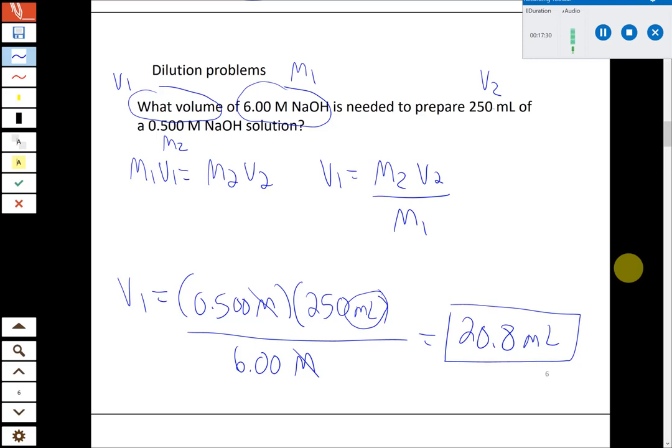But like I said, alternatively, let's say we were solving for M1 instead, M2V2 over V1. If this was the calculation we were doing, as long as the two volume units are the same, it'll work, because those units will cancel out in the numerator and denominator. So they could be liters or milliliters, whatever is convenient for that problem. So for this type of problem, you don't need to use liters. It's not wrong to use liters, but you don't have to.